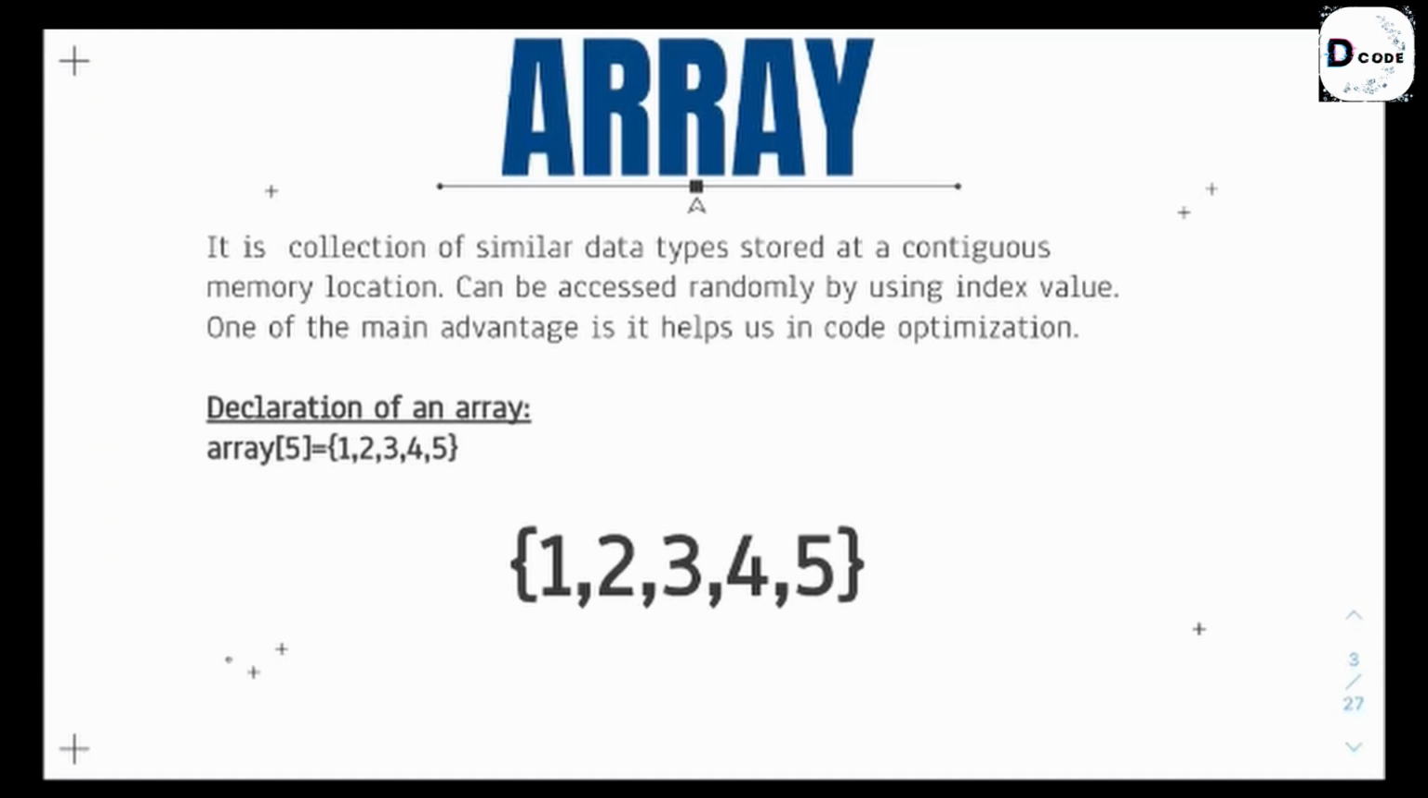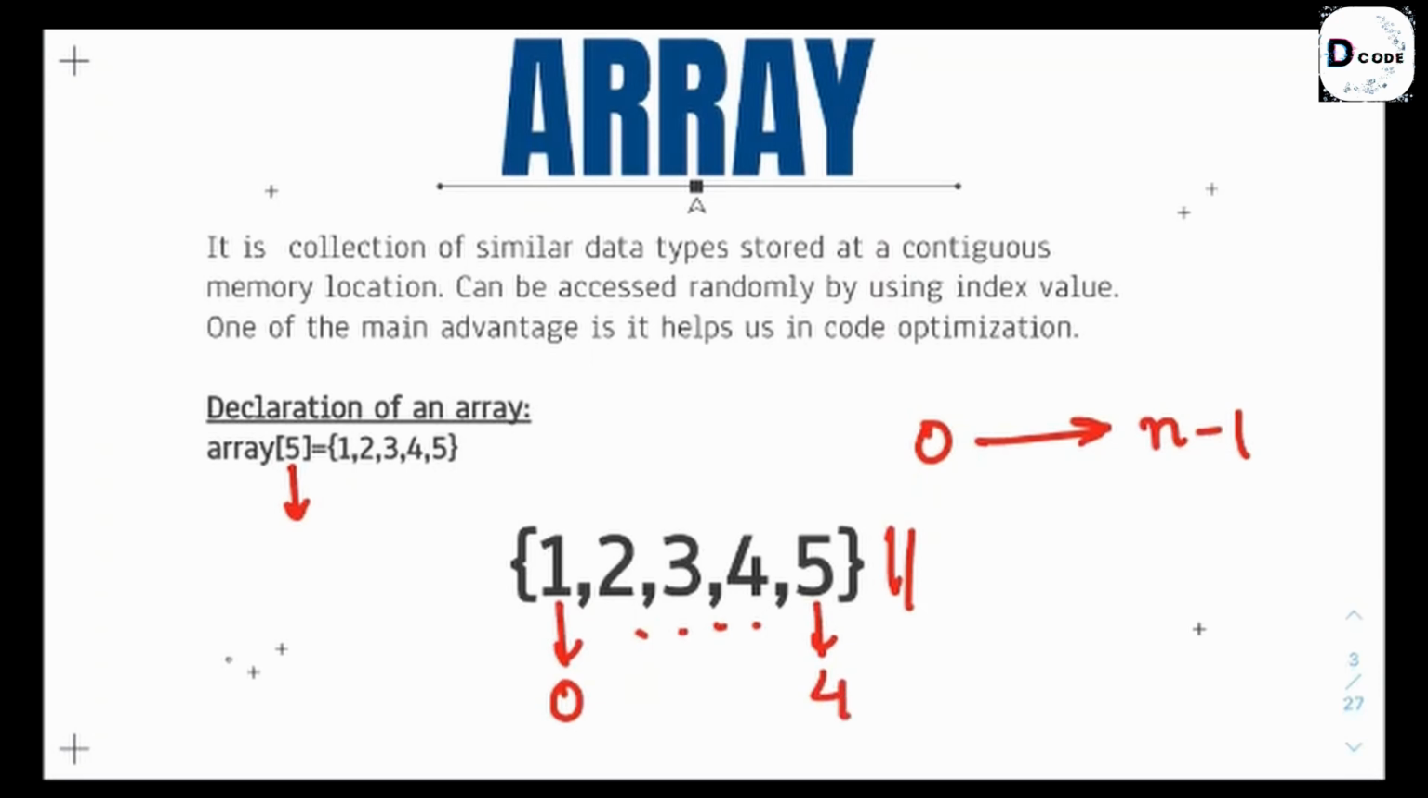Before getting into the topic, let's revise what is an array. It is a collection of similar data types that are stored in a memory location and can be accessed randomly using index value. One of the main advantages of an array is code optimization. We know how to declare an array. Here, 5 indicates the size of an array. Index value starts from 0 to n minus 1. So here, in this array, 1 has index value 0. Similarly, for 5, we will have index number 4.